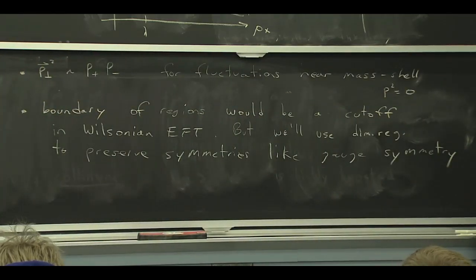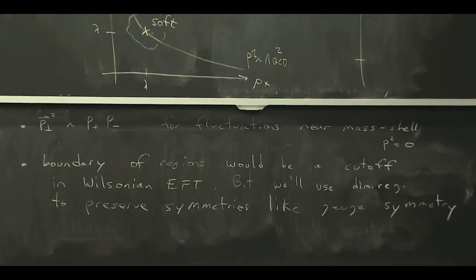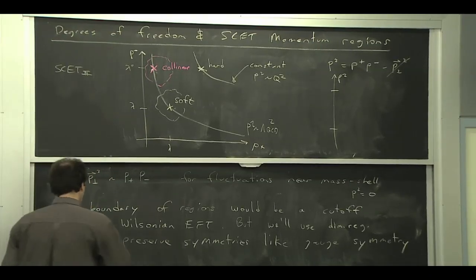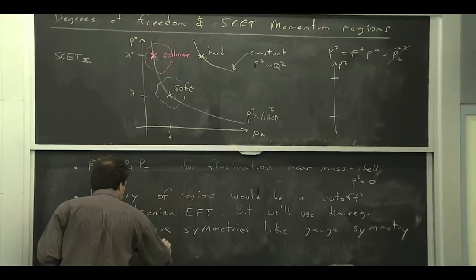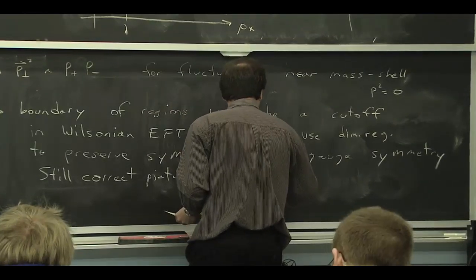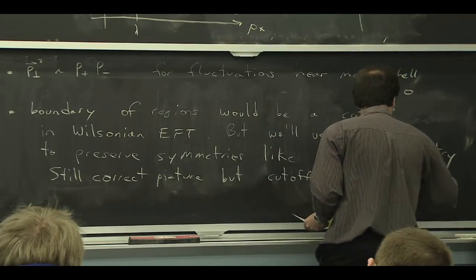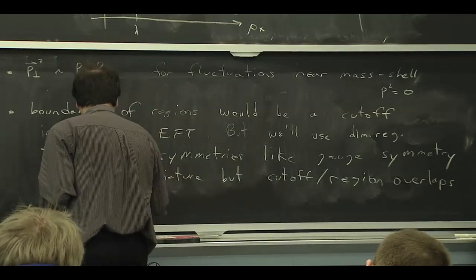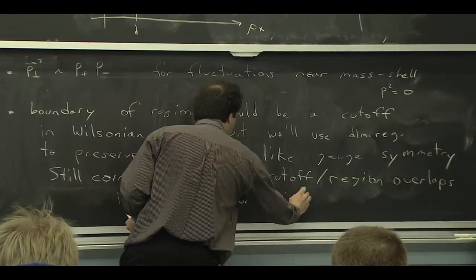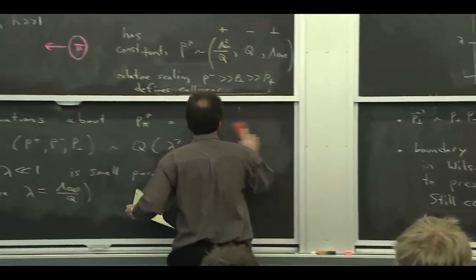And that actually will still leave us with this picture, which I drew as a cartoon. It'll still be correct to think about that the modes live in those places in dimensional regularization. What's a little bit harder is how to think about the cutoff, and we'll treat that in some detail later on. So it's still the correct picture. But treating the region overlaps with dimensional regularization is a little more tricky. But at least we can do it in a way that preserves the gauge invariance. Okay, so that's going to be our mode of operation.